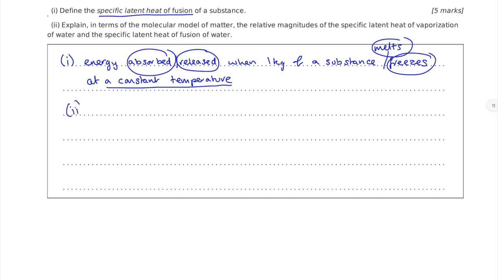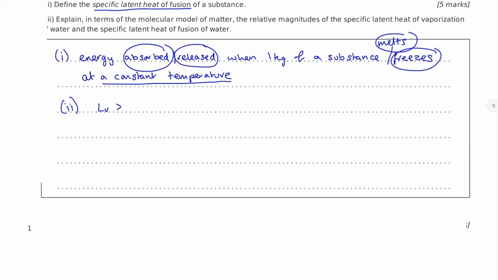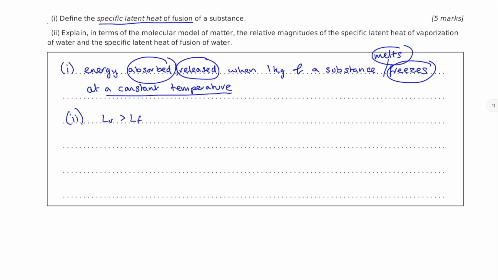Part 2. Explain in terms of the molecular model of matter the relative magnitudes of specific latent heat of vaporization of water and specific latent heat of fusion of water. Okay, the latent heat of vaporization is much, much greater than the specific latent heat of fusion. So it takes more energy to turn it from a liquid to a gas than it does to turn it from a solid to a liquid.